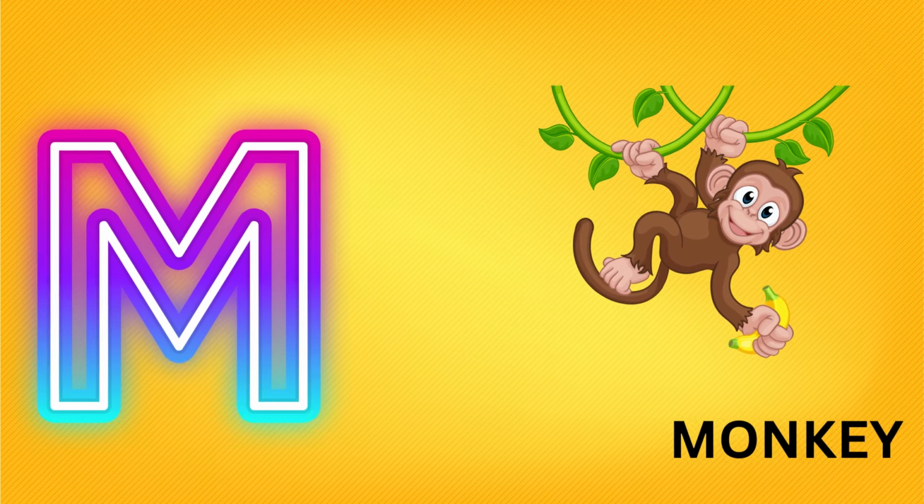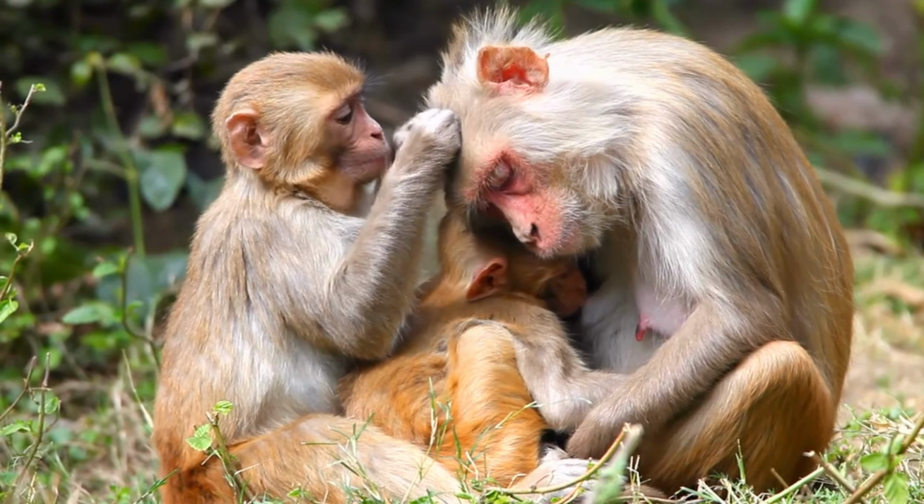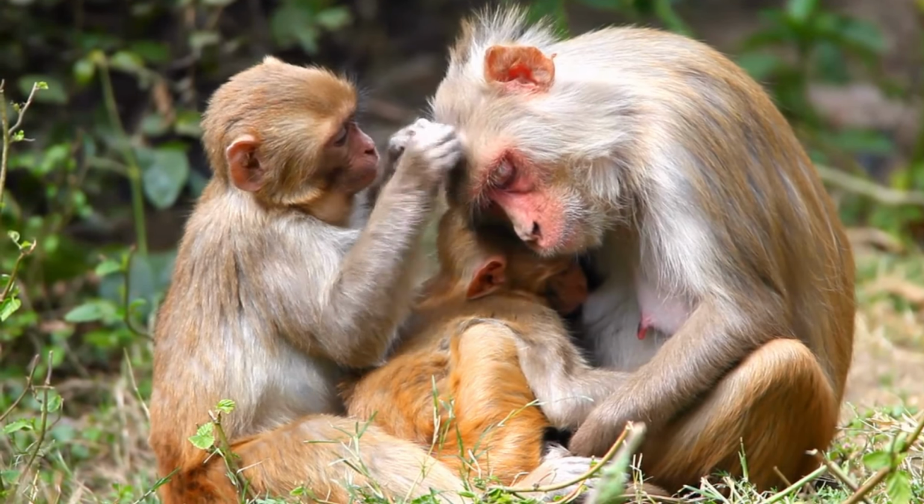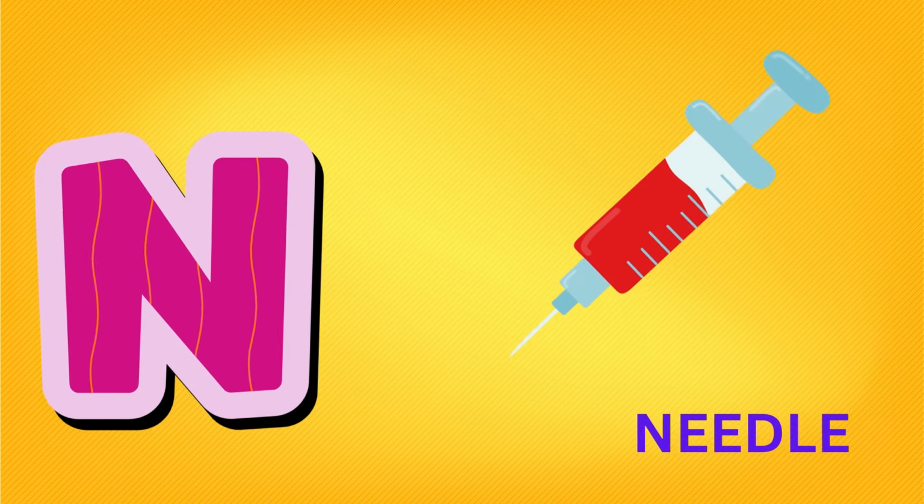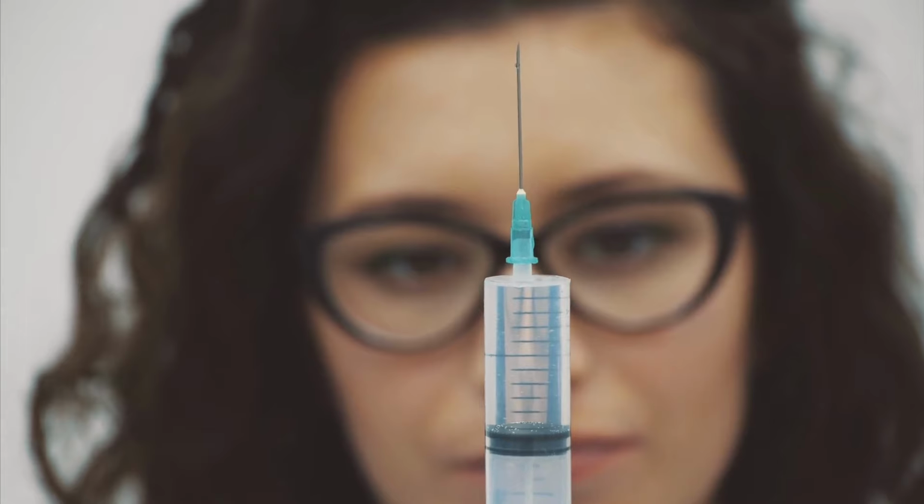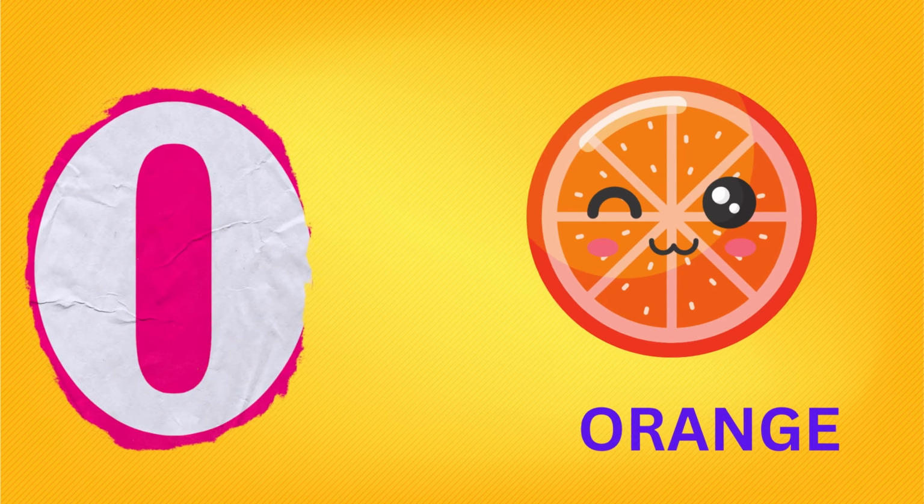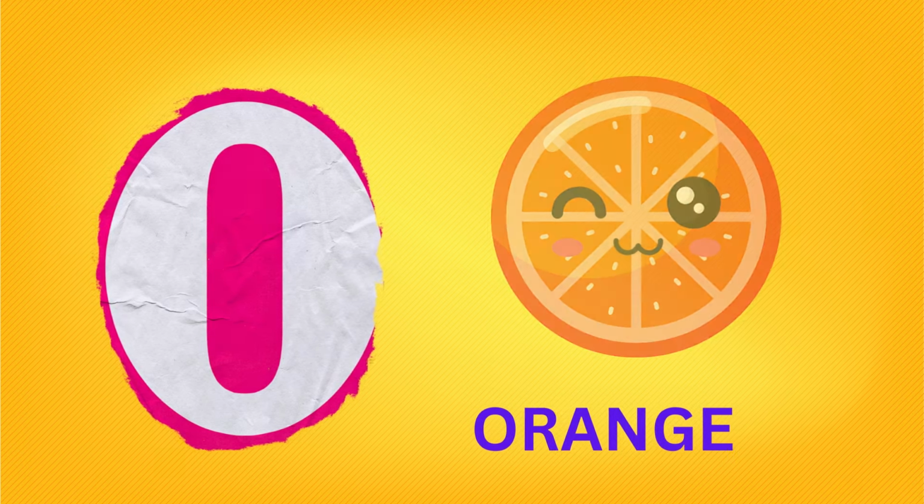M is for monkey, M, M, monkey, M, M, monkey. N is for needle, N, N, needle, N, N, needle. O is for orange, O, O, orange, O, O, orange.